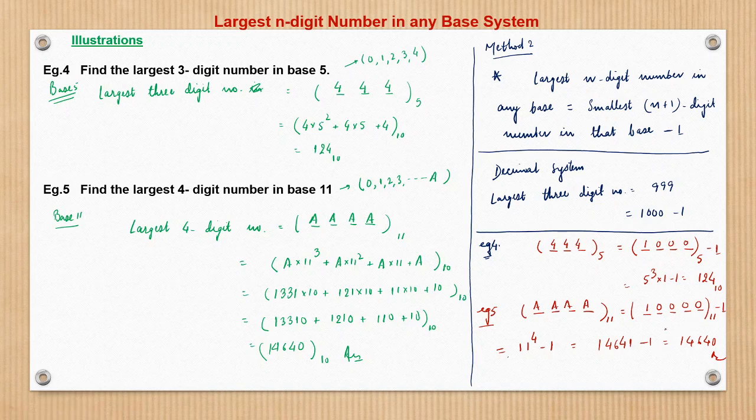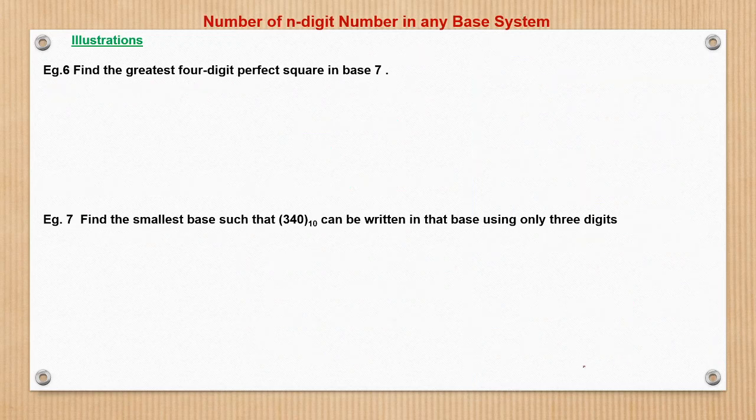So here the key takeaway is that for any n-digit largest number in any base, it will be nothing but the smallest number in n plus 1 digits minus 1. So that will be given by, basically, if I have to find the largest four-digit number, I will simply do the base raised to power n minus 1. So this we can remember also, base raised to power n minus 1. Right. So this is pretty simple.